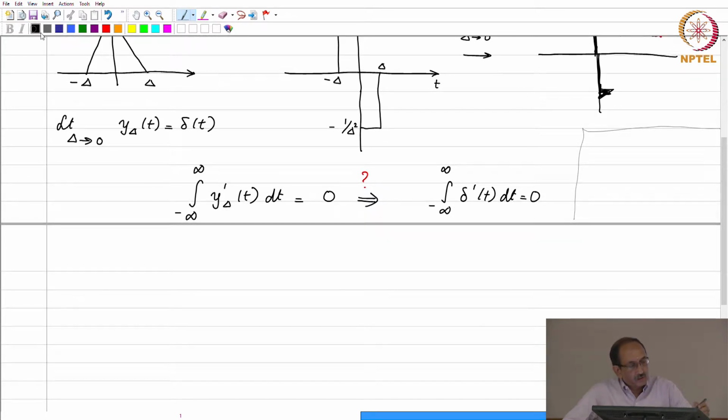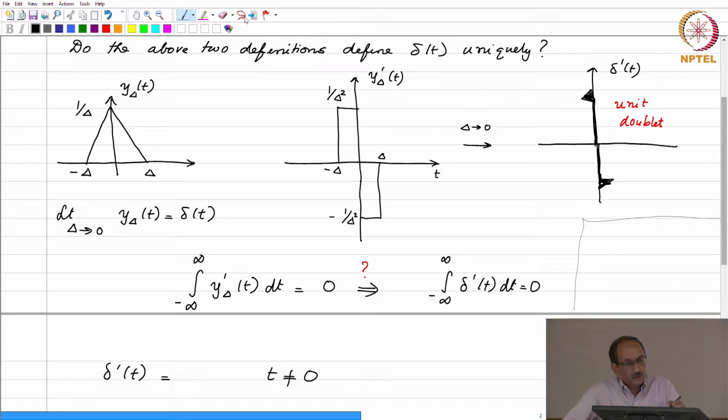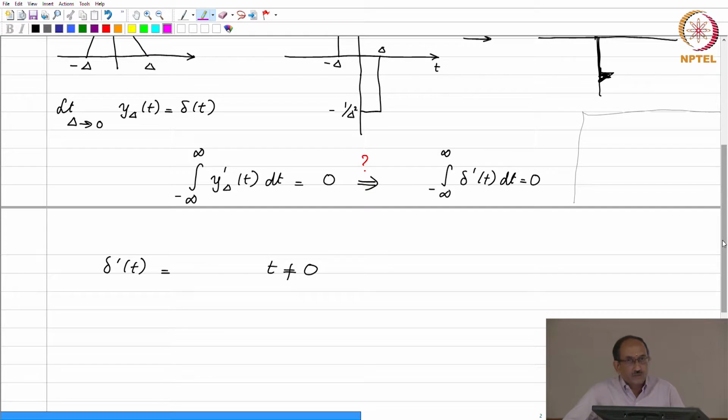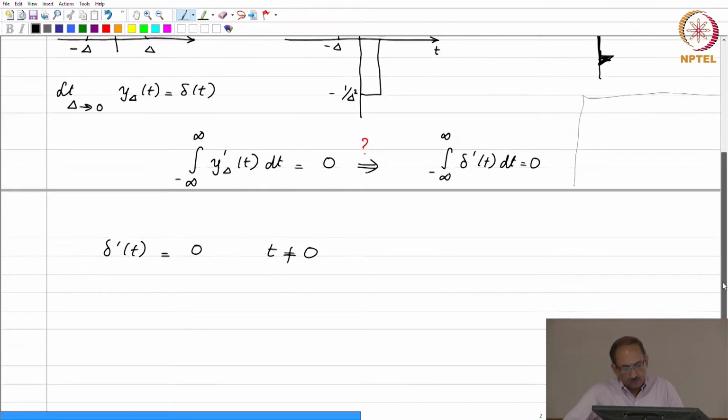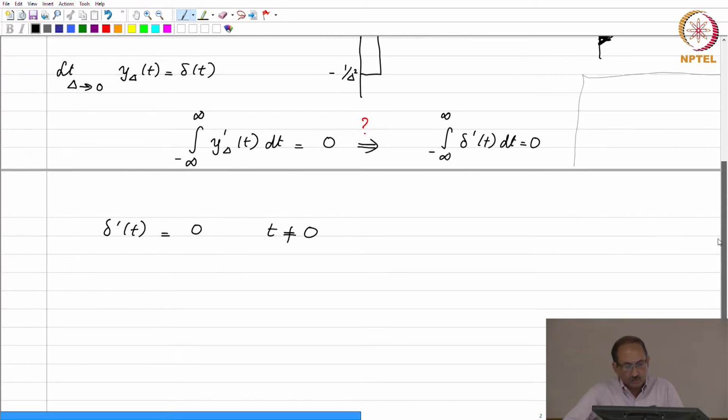And what can you say about delta dash of t for t not equal to 0? Remember, if delta dash of t is this, in the limit as cap delta tends to 0, this becomes skinnier and skinnier, taller and taller. So what can you say about delta dash of t whenever t is not equal to 0? It is 0. So it looks like the area under delta dash of t is 0, and delta dash of t is 0 for t not equal to 0. Seems reasonable based on what we have looked at so far.